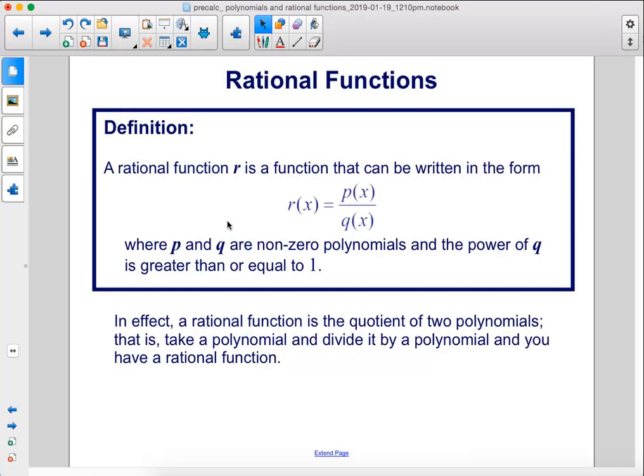A rational function r is a function that can be written in the form r of x equals p of x over q of x, where p and q are non-zero polynomials and the degree of q is greater than or equal to 1. In effect, a rational function is the quotient of two polynomials. That is, take a polynomial and divide it by a polynomial, and you have a rational function.